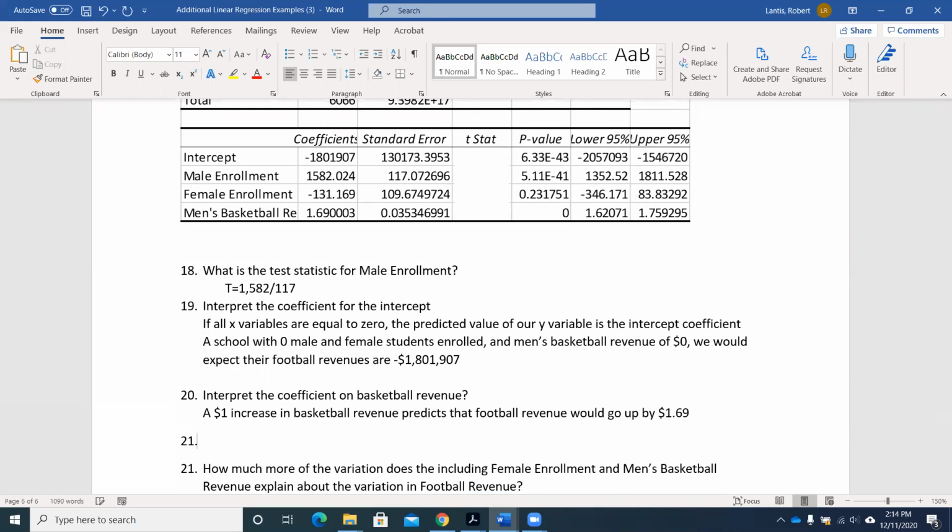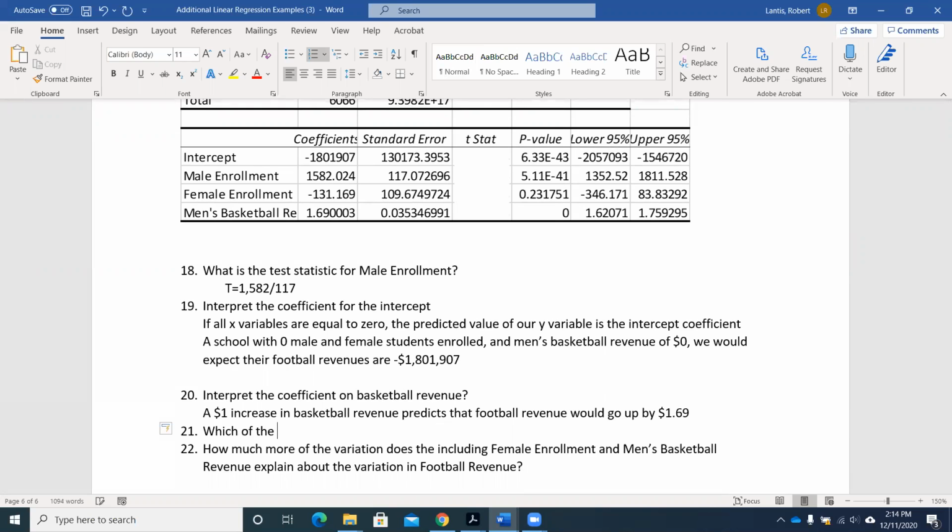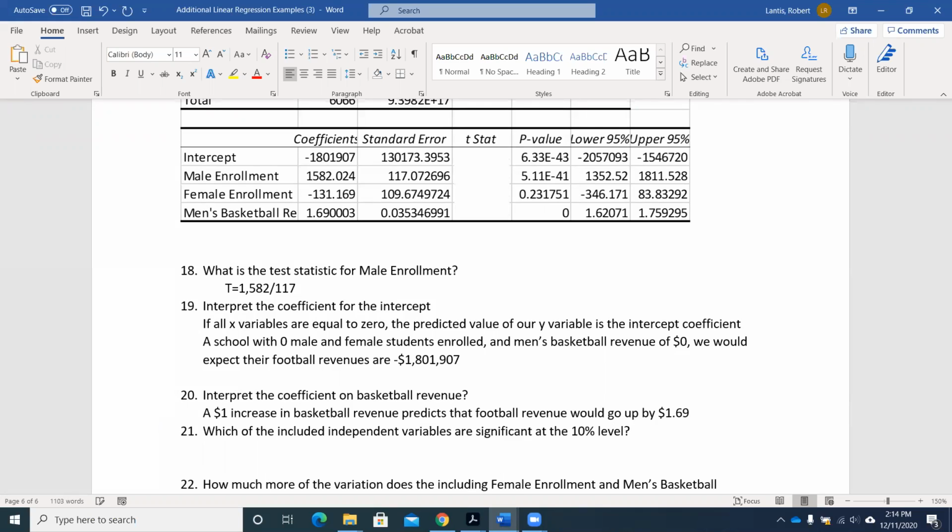What if I asked a question like, which of the included independent variables are significant at the 10% level? So we said when we say that something's significant, it's because we can reject the null that the relationship is 0. So here at the 10% level, my alpha is 0.1. So which of these variables have p-values less than 0.1?